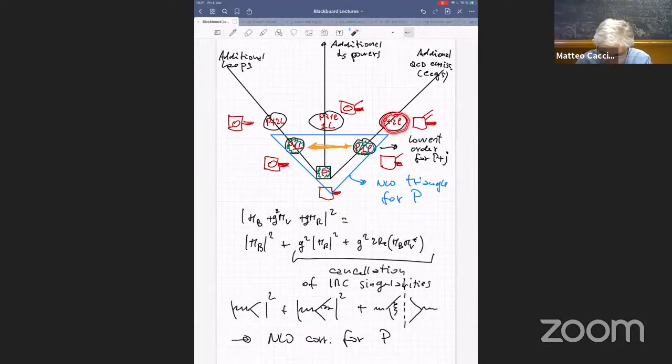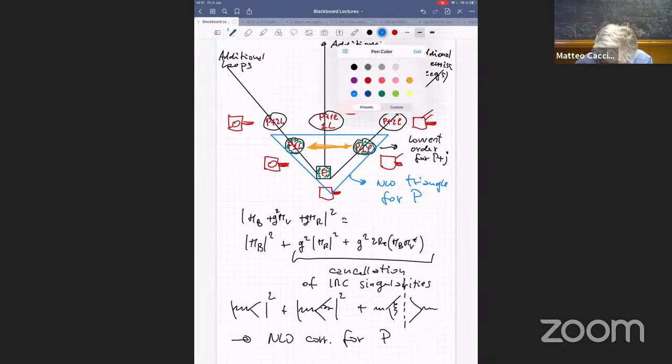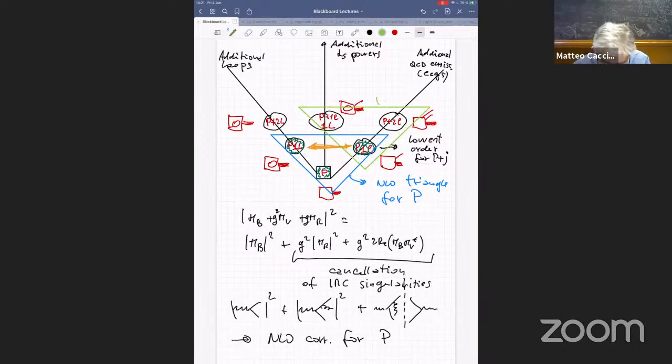But now this will be the higher order correction with one further leg emission to that particular process. You see, here I emit two legs. And this is the virtual correction to that particular process. So now you can play the same game and say that you have another triangle that I now draw using a different color. This triangle here is another triangle, and this is the NLO triangle for P plus jet. If you want to calculate the next to leading order corrections to the process P plus jet, you have to calculate all these three diagrams. And once again, of course, you will have interference between these two, same final state, and you will have cancellation of infrared singularity between these two.